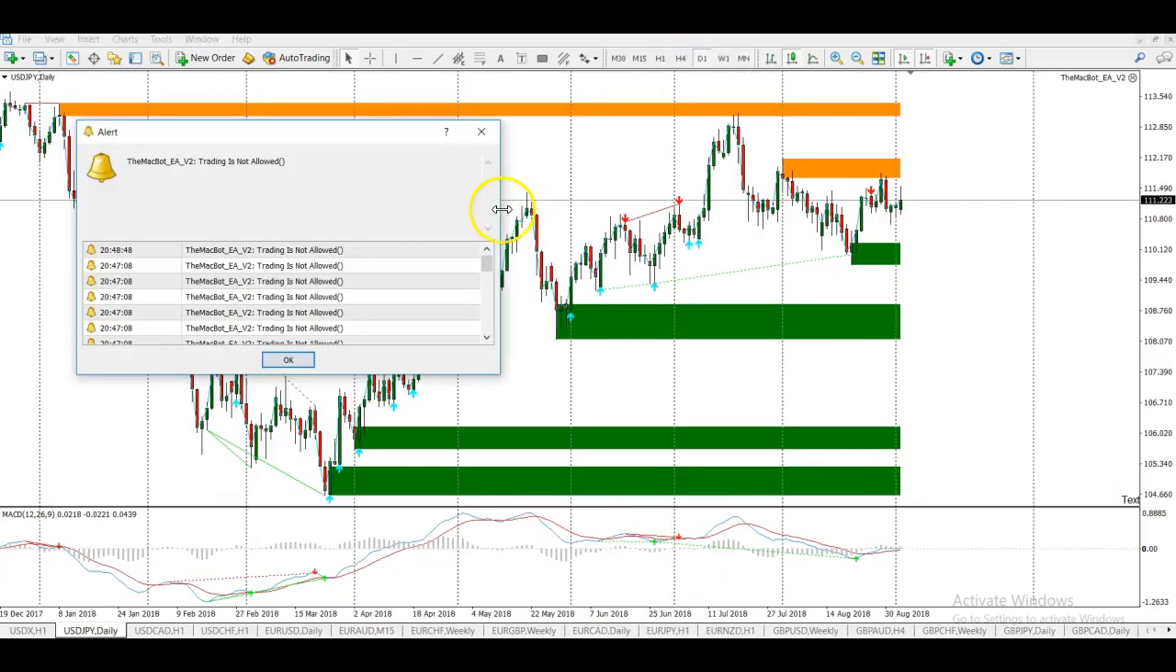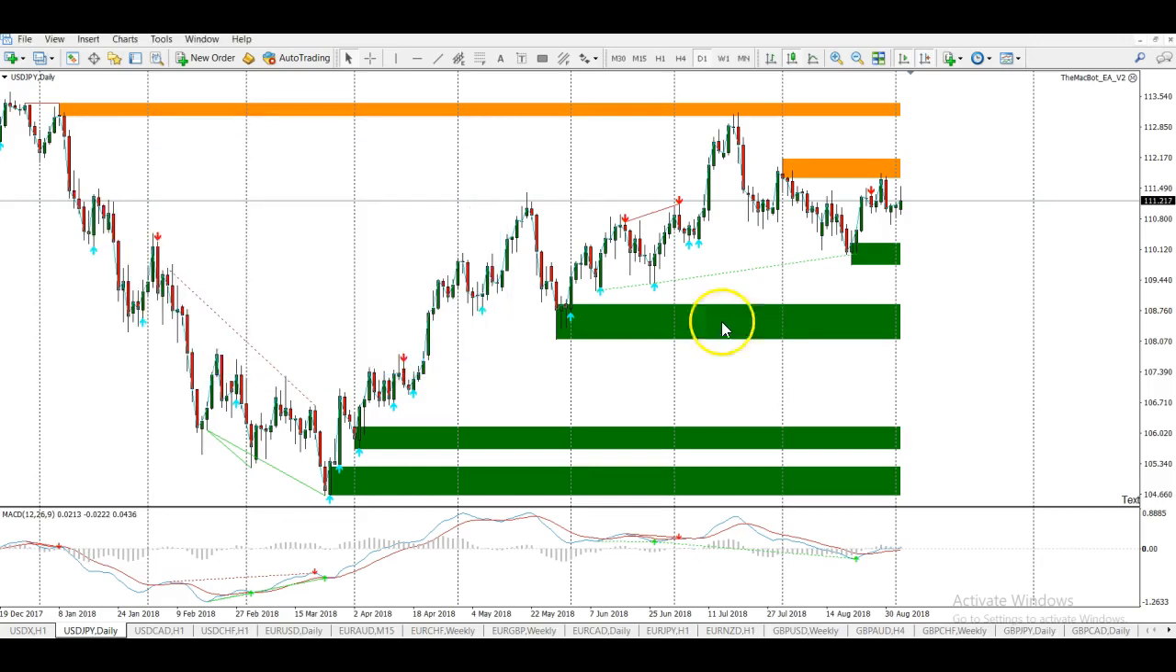What I want to show you today is how I set up my charts for day trading the MacBot system. I'm just going to go through all the pairs, and we're going to identify trading zones first. That's the first rule: identify a trading zone, and then we see if we're approaching that zone. If we're approaching the zone, we just load the settings into the MacBot.